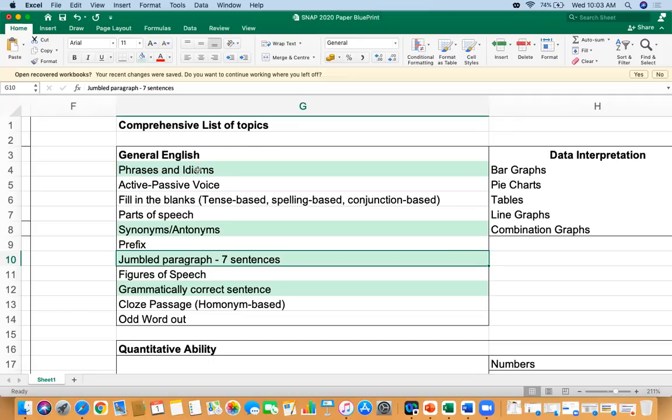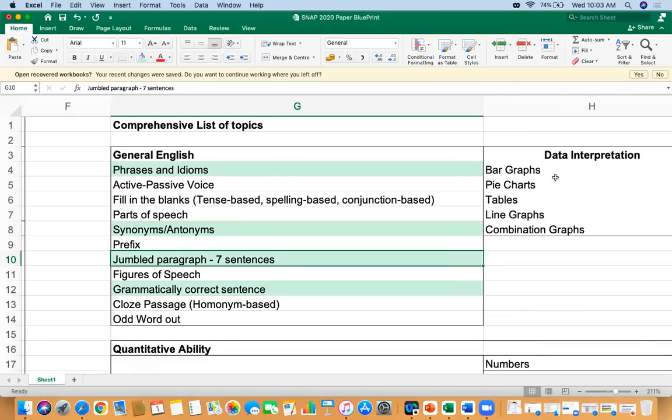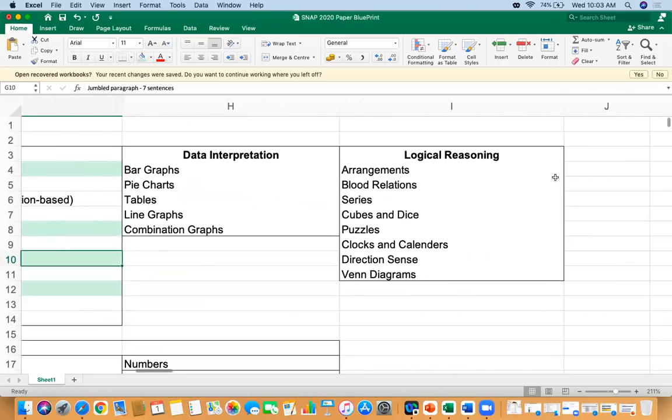And for phrases and idioms, check out your NMAT Maximizer books. Okay, I hope you guys have access to the same. If you do not, get access to it and let's make sure we're doing well.